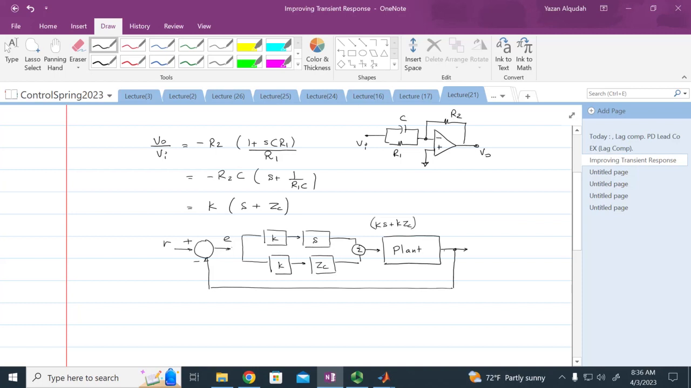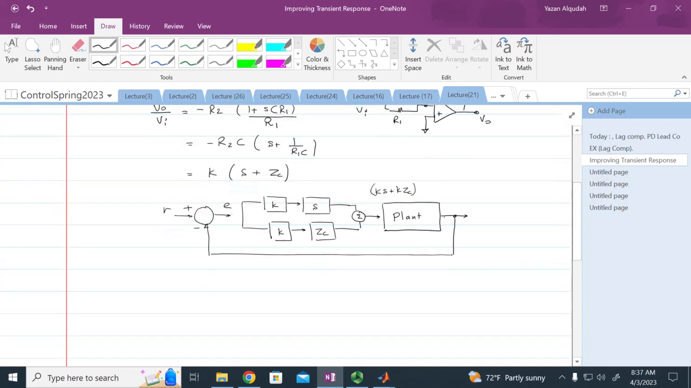Together? Make sense? This is our compensator, which is K multiplied by S plus ZC. What is this? K multiplied by S plus K multiplied by ZC. So any signal, we're multiplying it by K multiplied by S, K multiplied by ZC. Everybody can see this? Okay.